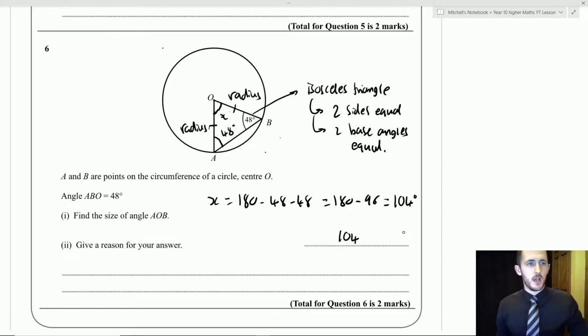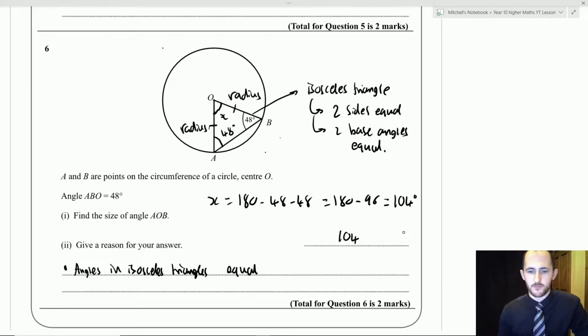Okay. Is that okay? The hard bit is now the reason. The reason can be a bit tricky. We actually use two reasons. Perfect. Good. So in terms of the reasons, give a reason for your answer. I would actually give two to be safe. But the first one is that the angles in an isosceles triangle are equal. Technically, I wrote this wrong. I should have written base angles here. And the second reason is that angles in a triangle add to 180.